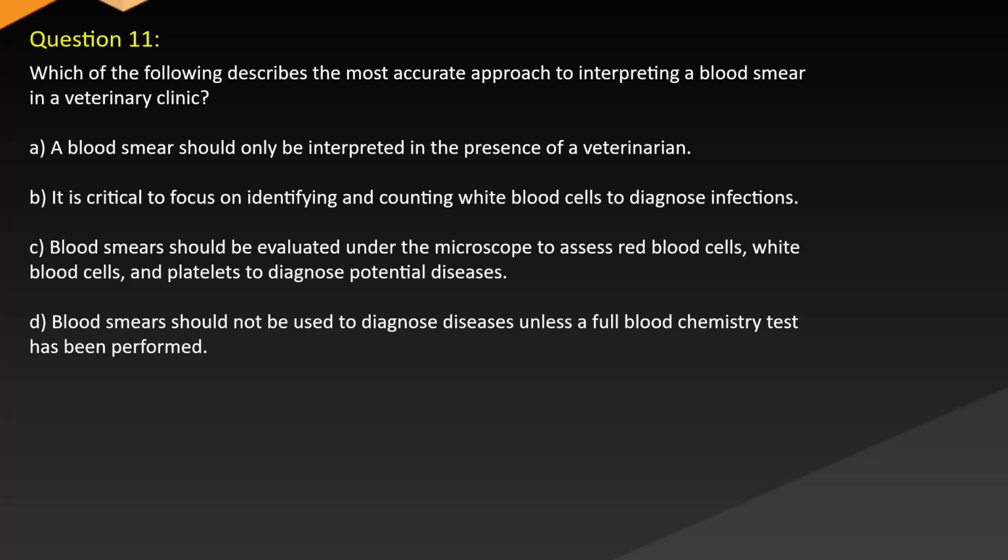Question 11. Which of the following describes the most accurate approach to interpreting a blood smear in a veterinary clinic? A. A blood smear should only be interpreted in the presence of a veterinarian. B. It is critical to focus on identifying and counting white blood cells to diagnose infections. C. Blood smears should be evaluated under the microscope to assess red blood cells, white blood cells, and platelets to diagnose potential diseases. D. Blood smears should not be used to diagnose diseases unless a full blood chemistry test has been performed.